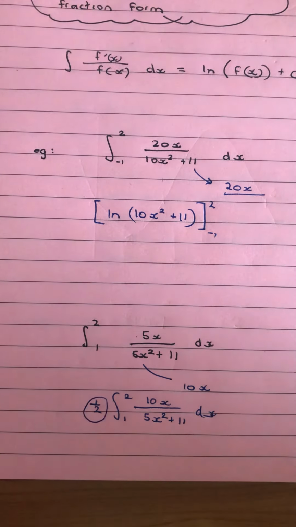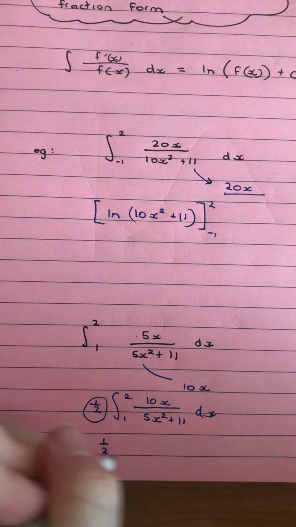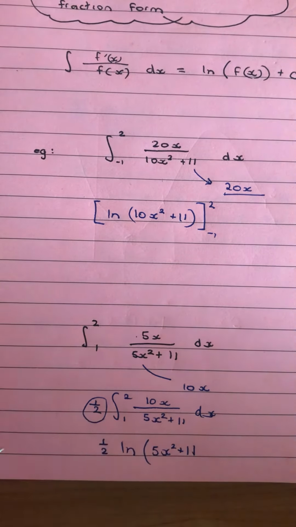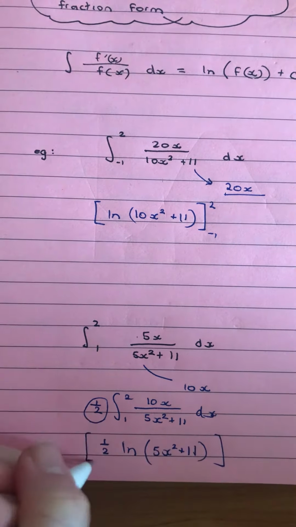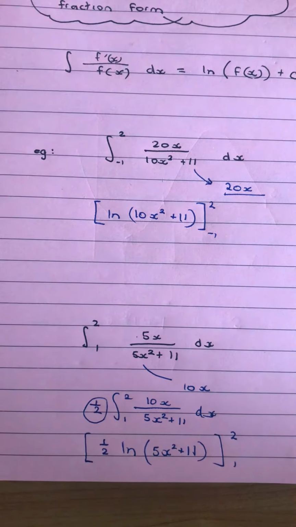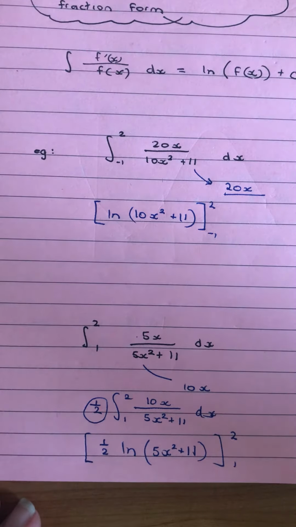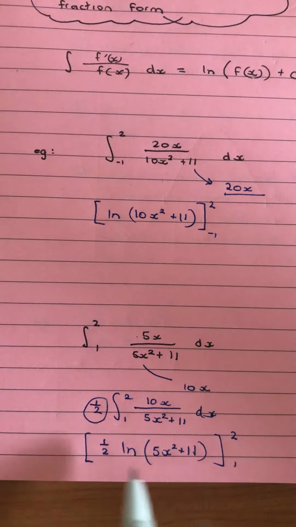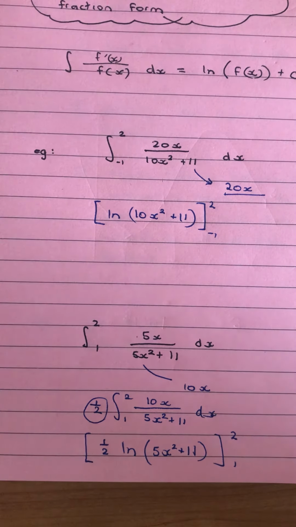So that means that half there is going to go in front of the ln of 5x squared plus 11. And then we're just looking at that between 1 and 2. So again, you could just put that into your calculator, but in these type of questions, they're wanting you to show that understanding. So you're going to be subbing in the values into that equation there to then be able to find the integral of it.